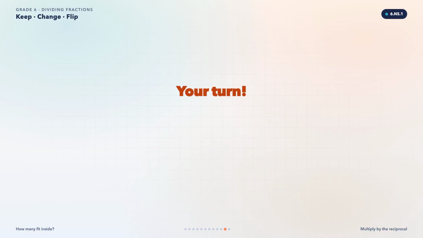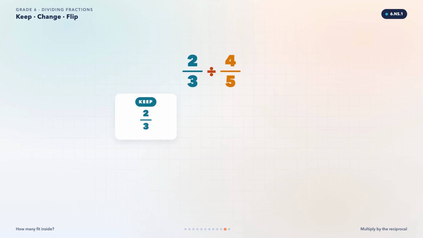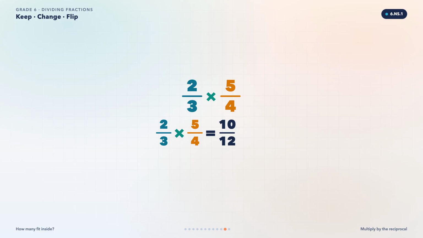Your turn. Try this one. 2/3 divided by 4/5. Pause and solve it. Ready? Keep 2/3. Change to multiply. Flip 4/5 to 5/4. 2/3 times 5/4. 2 times 5 is 10. 3 times 4 is 12. 10/12. Both divide by 2. 5/6. 2/3 divided by 4/5 equals 5/6.